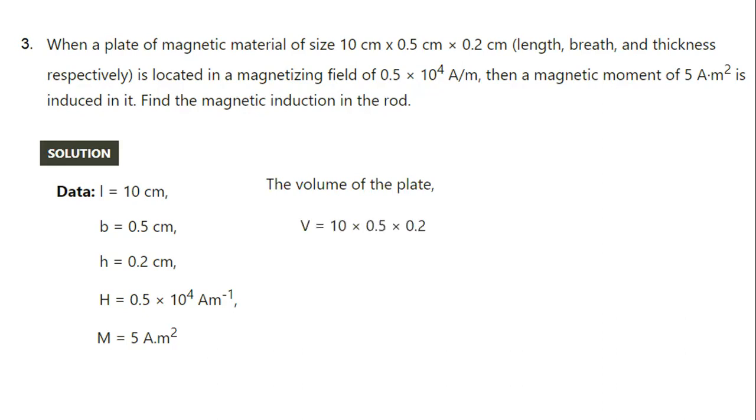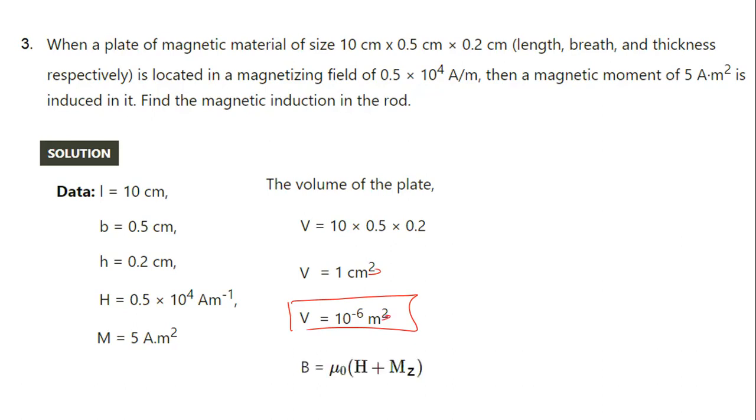First we find the volume of the plate. Length, breadth, height is the volume. After multiplying these three, we get 1 centimeter cube. 1 centimeter cube is the answer for volume. Now we can convert centimeter to meter: 1 into 10 raised to minus 6 meter cube. So this is the volume.